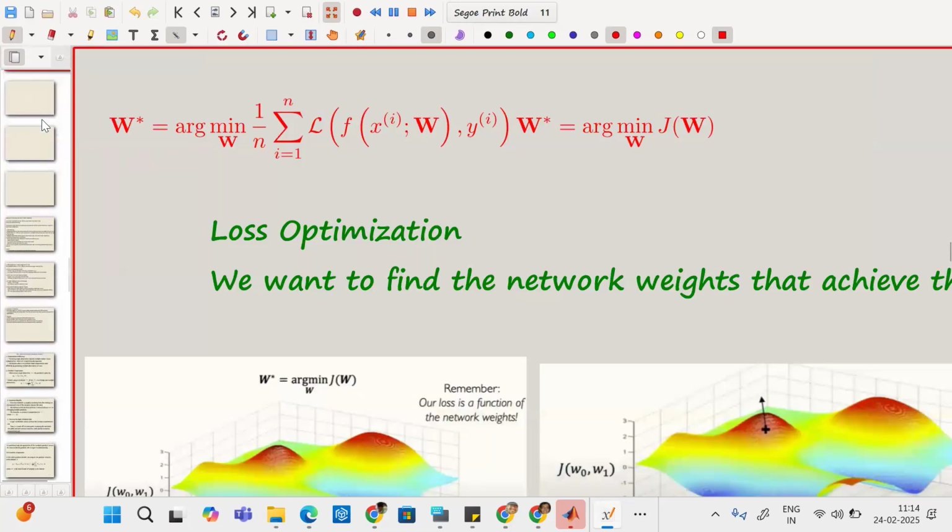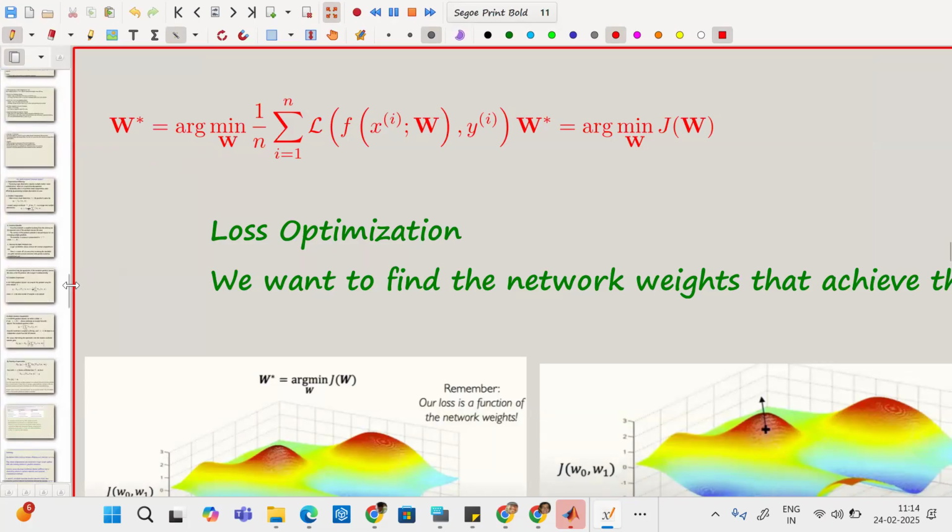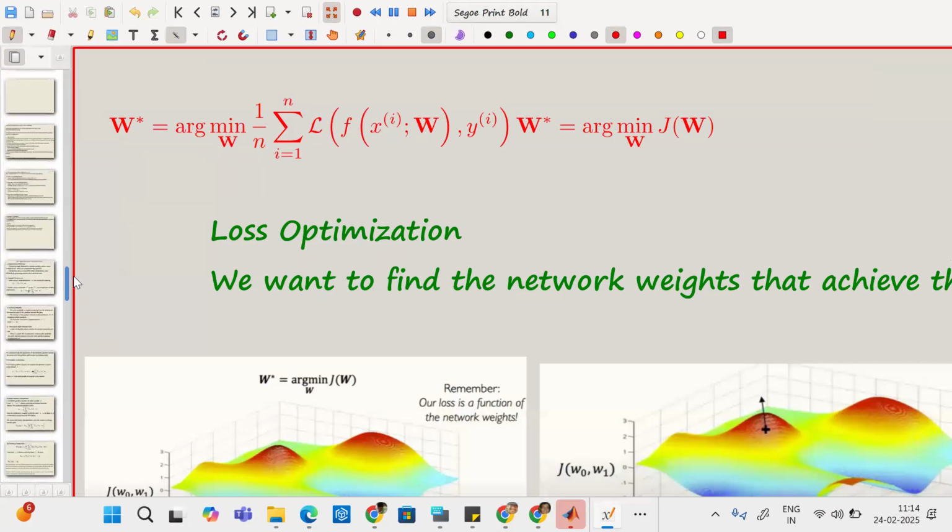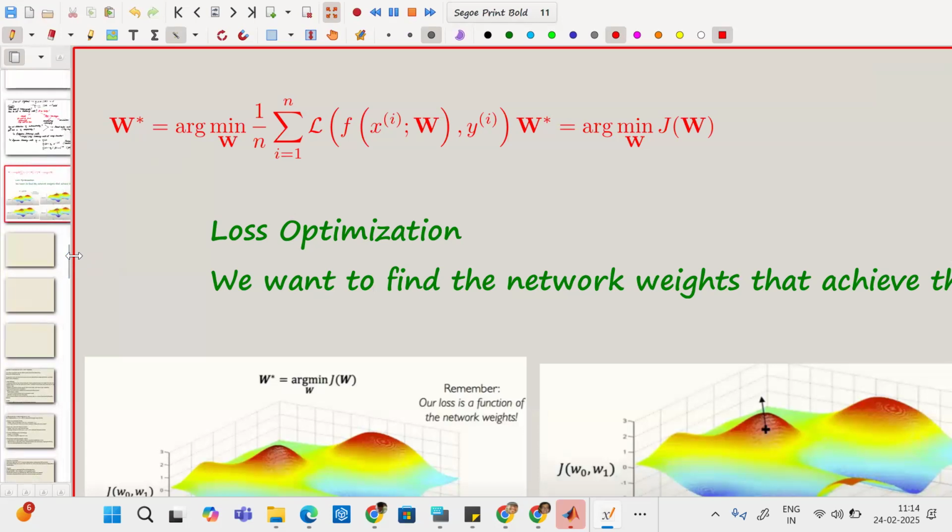After this class, you tell the technician that this is not working. If I try to zoom, it is not working. I don't know.